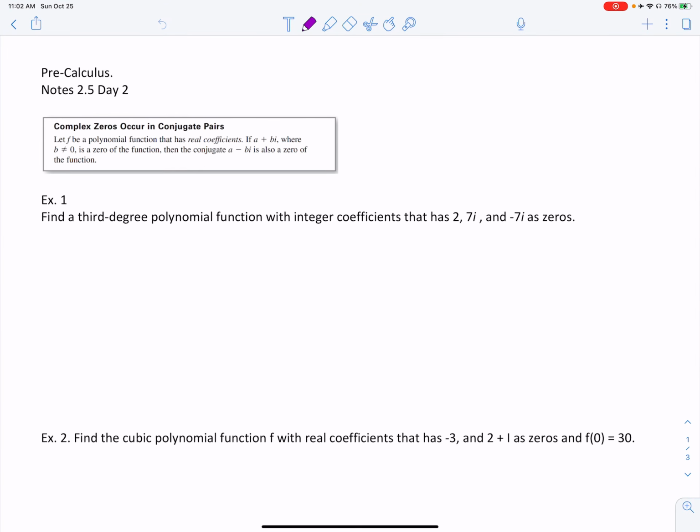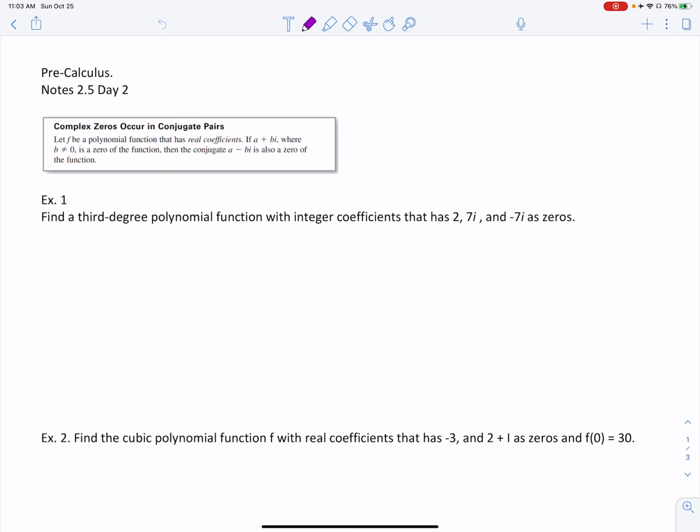Precalculus 2.5 Day 2 notes. So we're going to be writing polynomial functions and applying the complex zeros occurring in conjugate pairs as we do this. And so this theorem here is: let f be a polynomial function that has real coefficients.